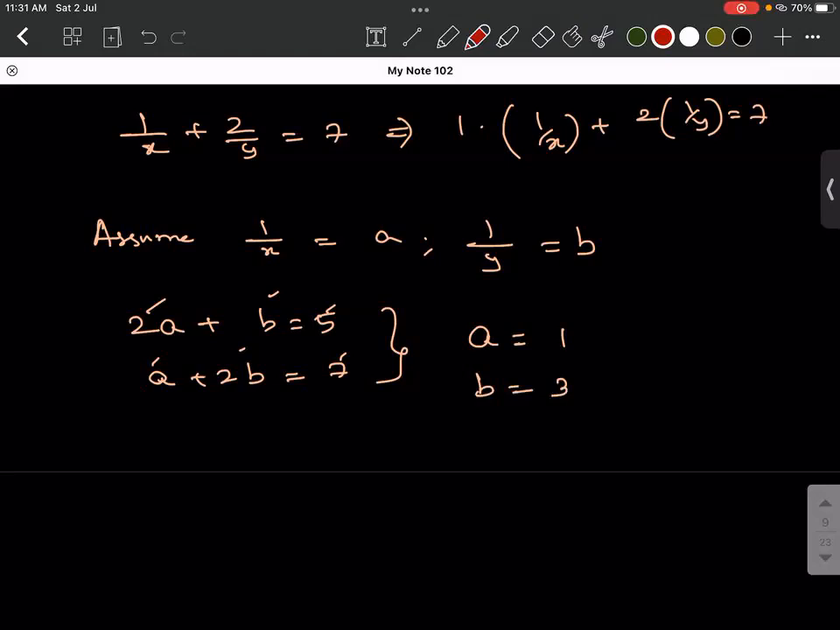This is where you will make a mistake. a is 1, but remember a is 1 by x, which implies x is 1. Whereas b is 3, but b is 1 by y, which implies y is equal to 1 by 3. So the answer to this question is 1 comma 1 by 3. That is the answer.